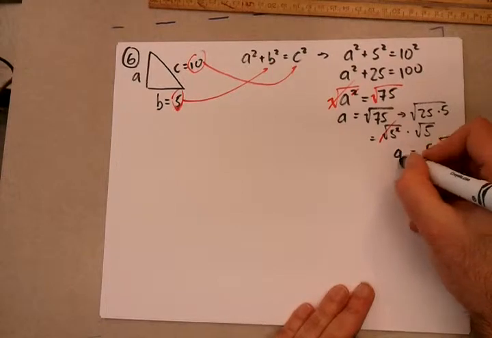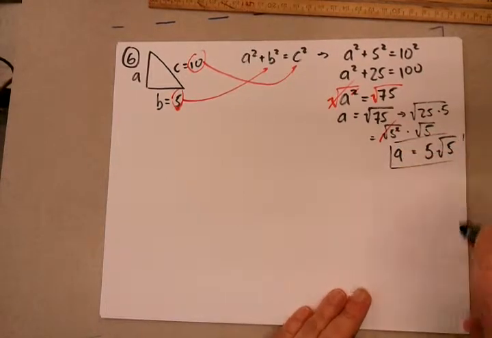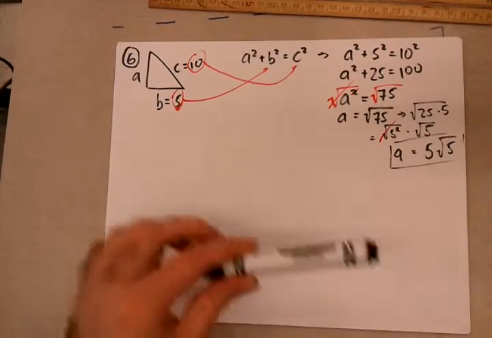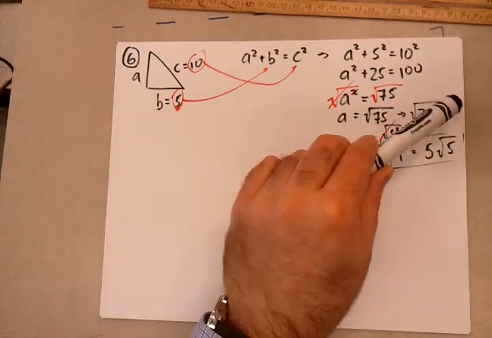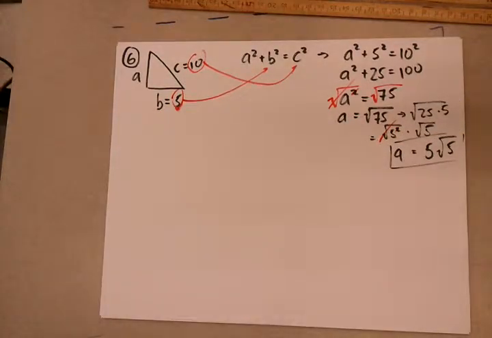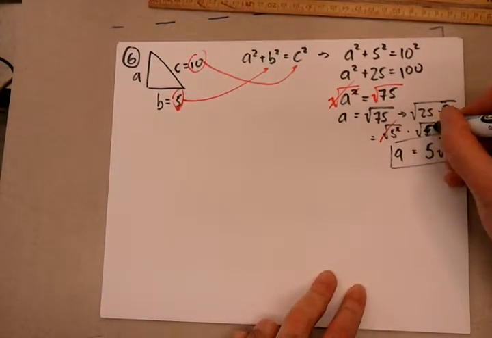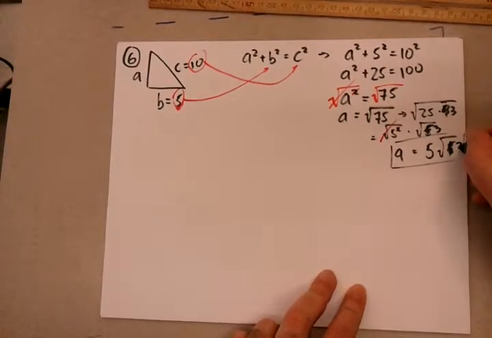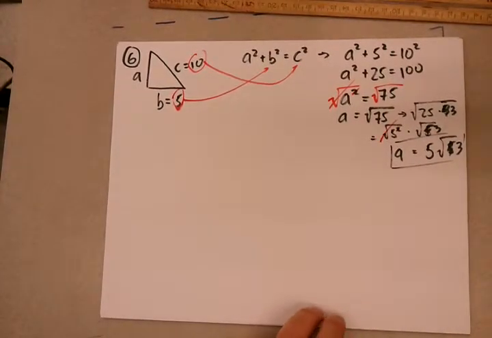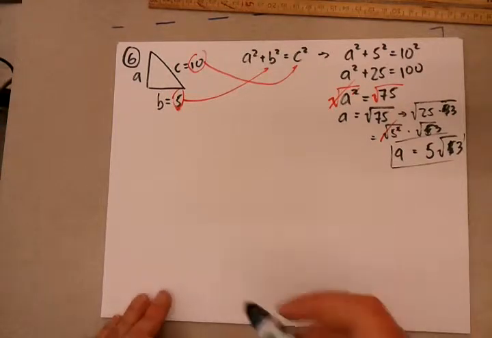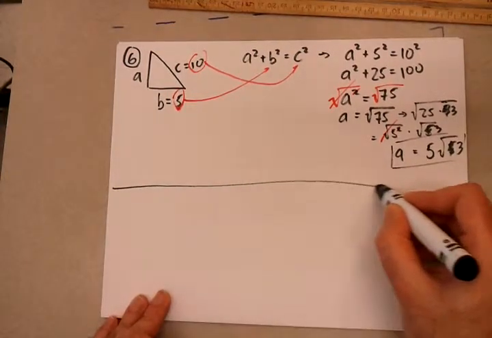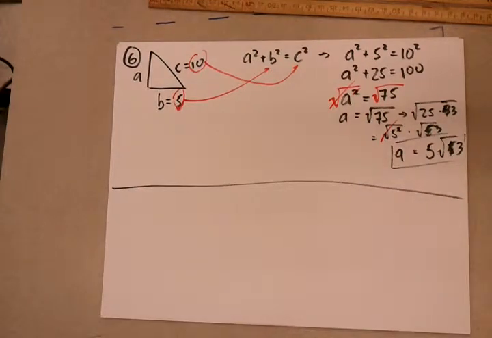So A equals that. That's the final answer. Once you get to this point, all you need to do is simplify. The 75 is 20. Oh, I'm sorry. That's 25 times 3. So that's a 3. My bad. So the final answer is 5 root 3. Alright, so that was number 6, because 75 was 25 times 3, not 25 times 5.